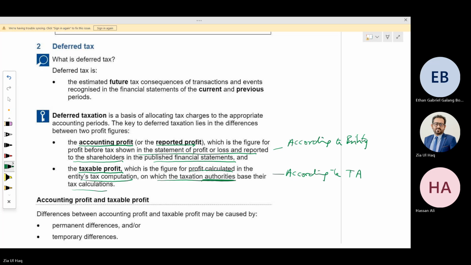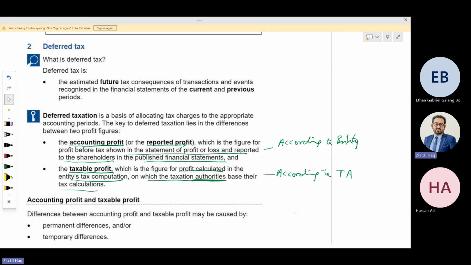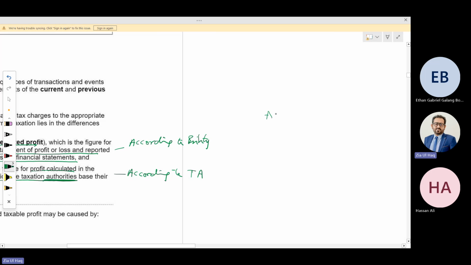Can you understand? Yes. Suppose there are two terms. One is actual profit, that is accounting profit. Other is called tax authority profit, meaning taxable profit. If actual profit we have calculated is more, while according to taxable authority, profit was lesser, our actual profit was more. According to taxable authority, profit is less.